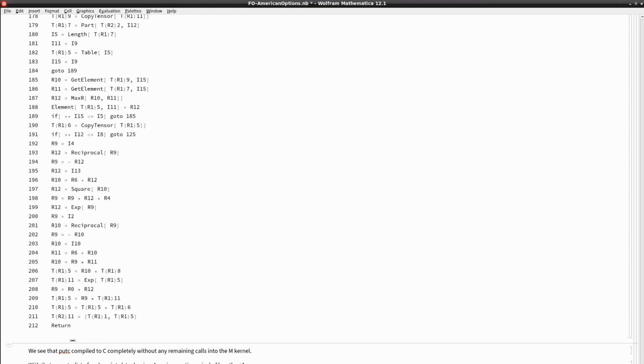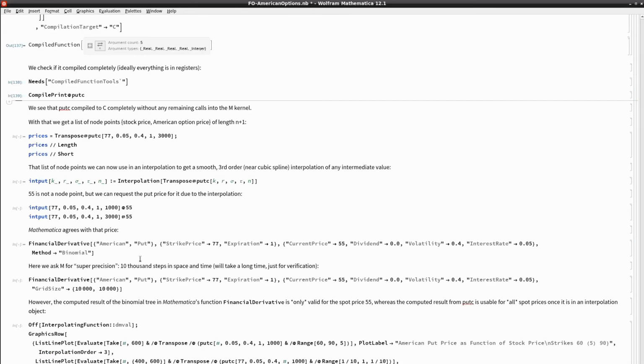If not, it would make a call to main evaluate, which we don't have. So we have really nice machine code here. It fully compiled completely into these instructions for machine code. So we see that put C compiled to C completely without any remaining calls to the Mathematica kernel.